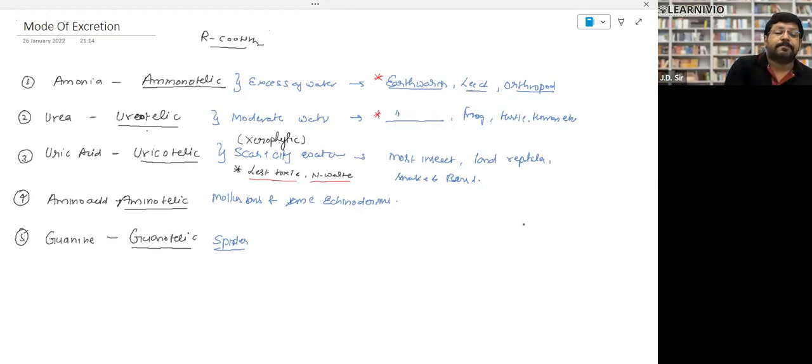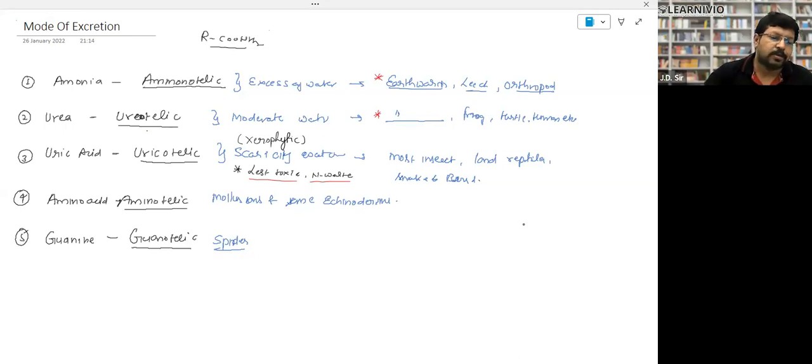Uric acid is crystalline, non-toxic. This statement has been asked as a question in NEET. Uric acid is crystalline, comma, non-toxic and almost insoluble in water. And please note down the example. In example, lizards have been asked, birds have been asked as example, right?